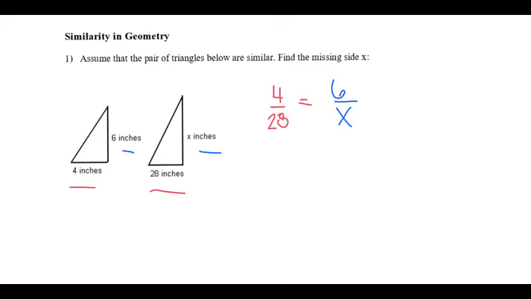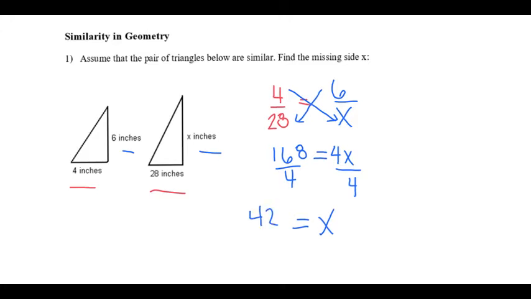And then here, to solve it, just solve it like a proportion. So cross multiply and divide. So when we cross multiply, you get 4 times x, which gives me 4x. Keep my equal sign. And 6 times 28 equals 168. And now it's like a multiplication equation, so to solve it, I will divide by 4. And I will get x is equal to 42. And that's our missing side.